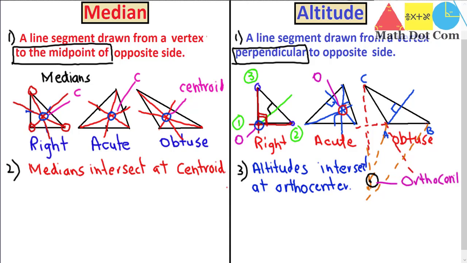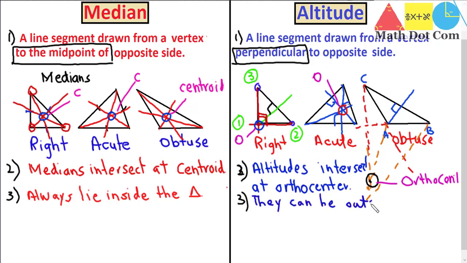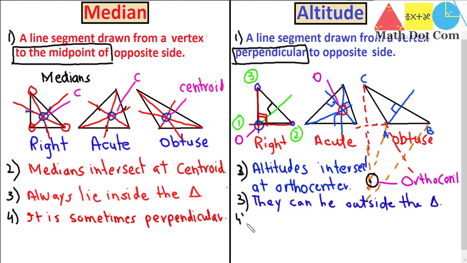Another difference between the two is that the medians always lie inside the triangle and meet each other inside the triangle. While in case of altitudes, as we have discussed above, they can be outside the triangle in case of an obtuse triangle. Another difference is that medians are sometimes perpendicular, not always, like in the case of an equilateral triangle, while altitudes must always be perpendicular to the opposite side.